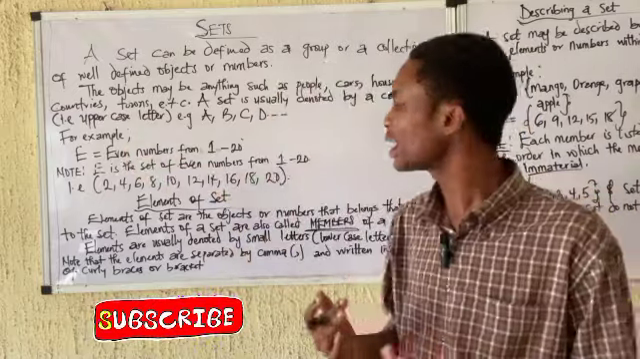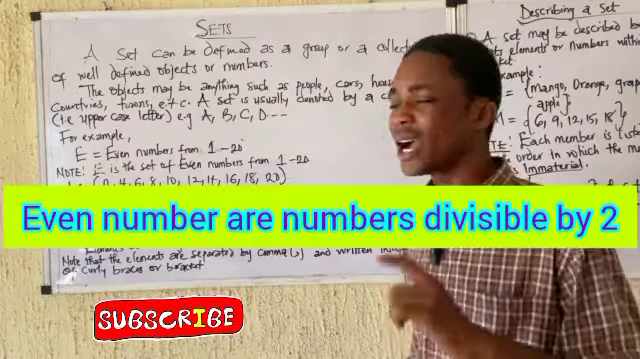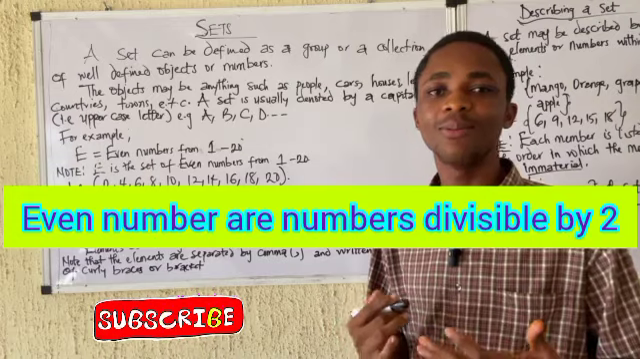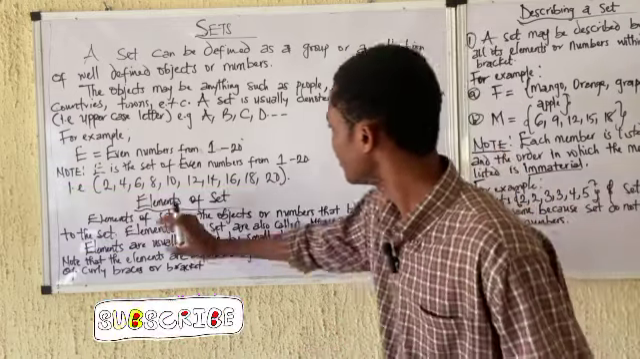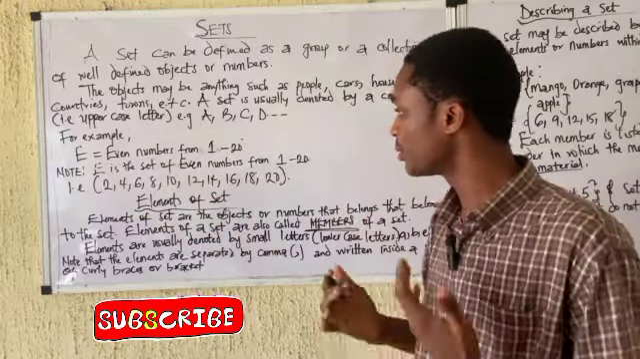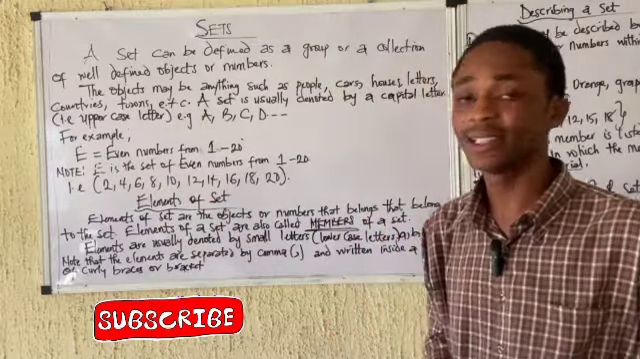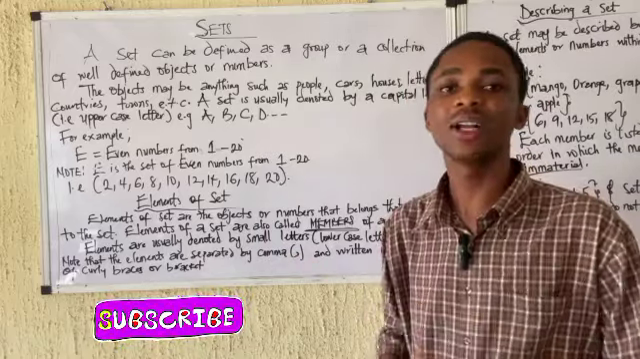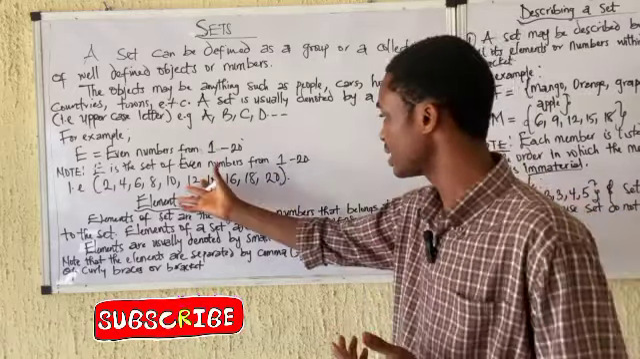Now what are the even numbers within 1 to 20? Note that even numbers are numbers that can be divided exactly by 2. The even numbers from 1 to 20 are 2, 4, 6, 8, 10, 12, 14, 16, 18, 20. All of these can be divided by 2. These are our even numbers.